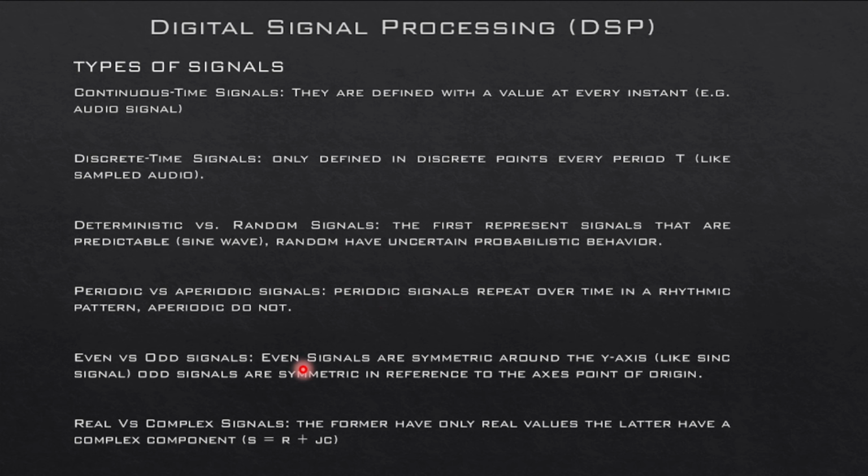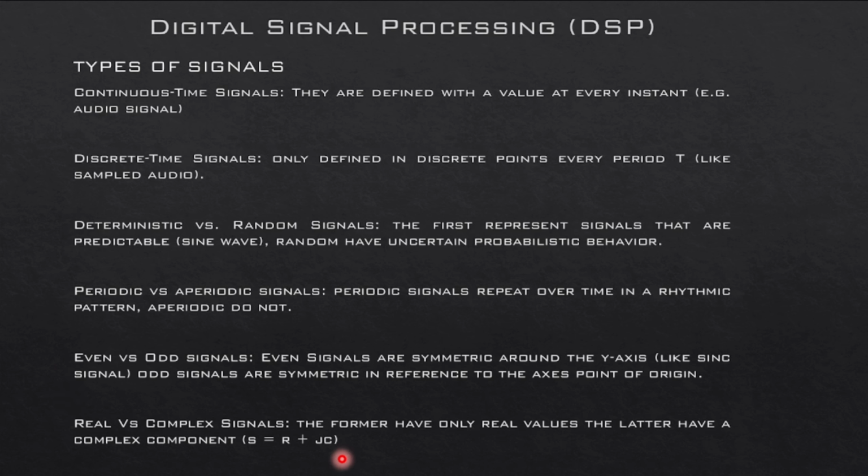Even versus odd signals. Even signals are symmetric around the y-axis. For instance, as an example, you have the sinc signal, which is symmetric. It has a mirror image behind the y-axis and in front of the y-axis. So it's the same on both opposite sides. The cosine wave is also the same, because cosine after the y-axis is the same as before the y-axis. Odd signals, meanwhile, are not symmetric. Actually, they are symmetric relative to the origin of the axes.